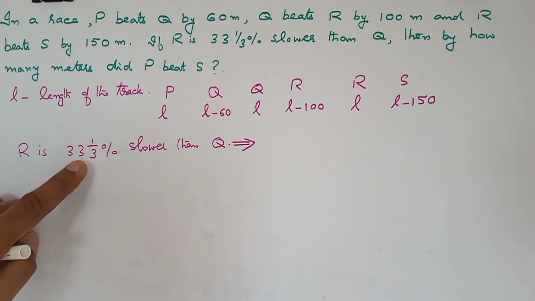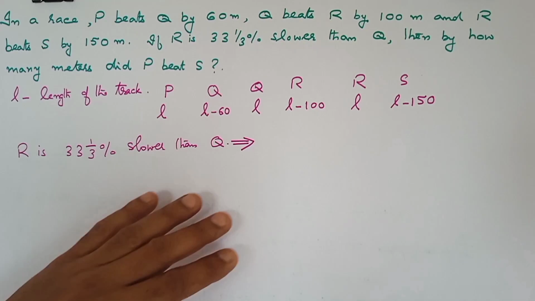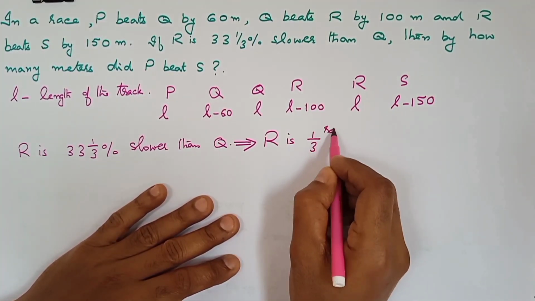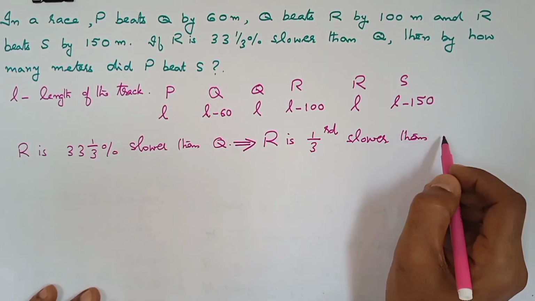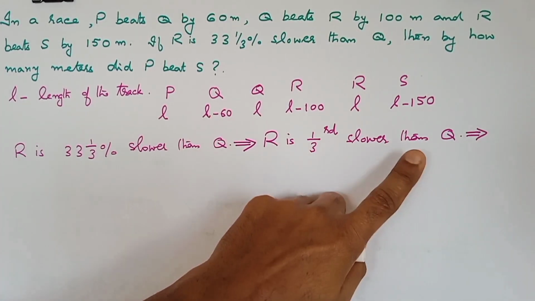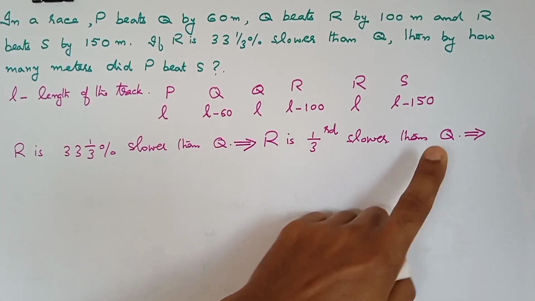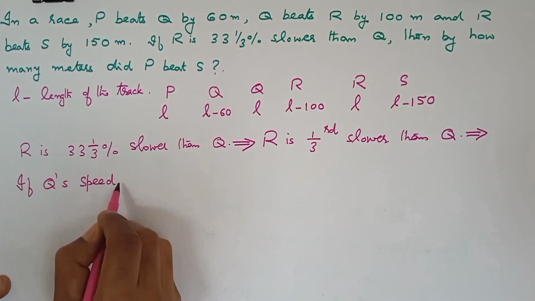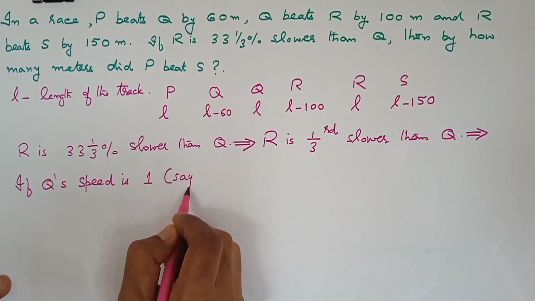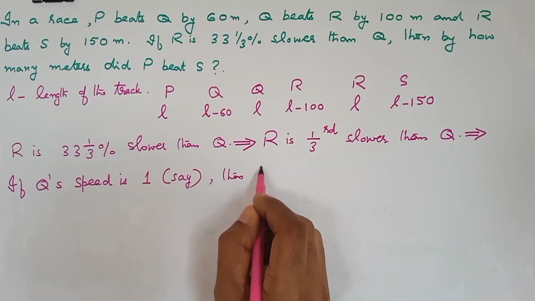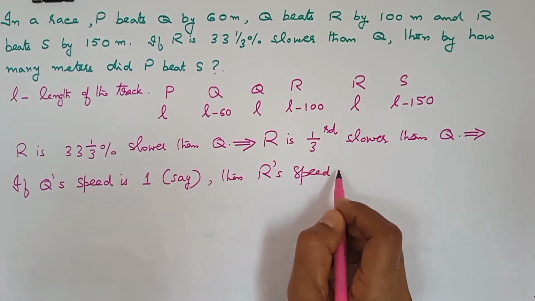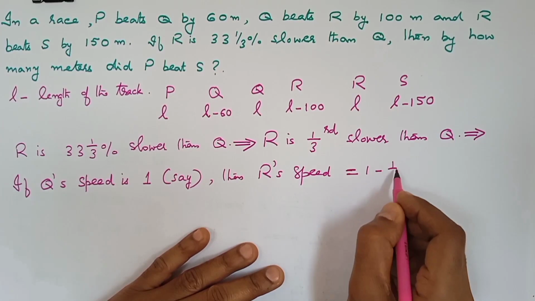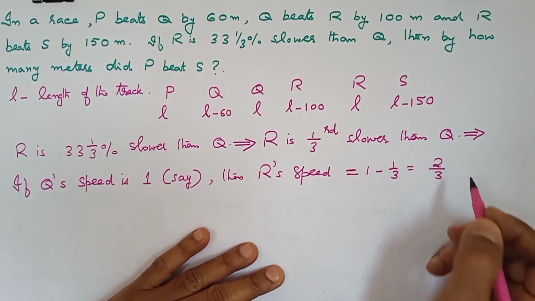This implies what? 33 and 1 by 3% is nothing but 1/3, which means R is 1/3 slower than Q. Okay, let's assume the speed of Q as 1 so that you can find out the speed of R. If Q's speed is 1, it's an assumption, then R's speed will be 1/3 less than 1, which means 1 minus 1 by 3, that is 2 by 3.